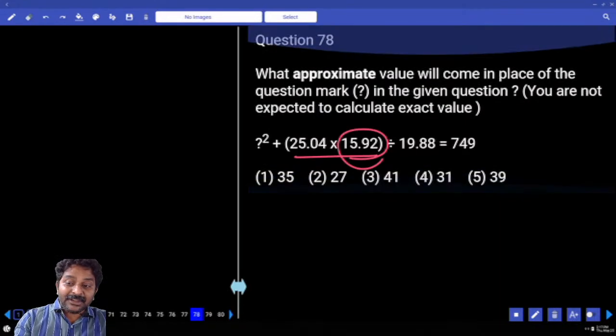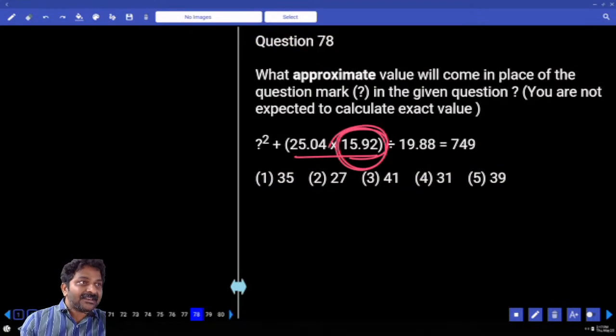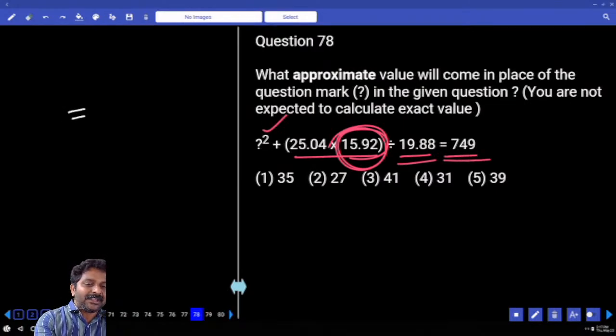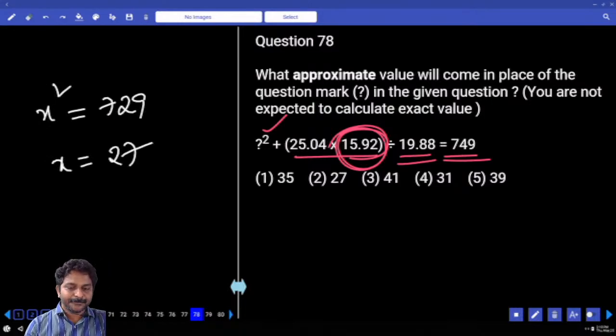How many 25s are there? 16. 16 in the sense 4 times, right? 4 25s will give you 100. Again 4 times we have. That means 400 divided by 20. How much is that? 20. 400 by 20. X square plus 20 is equal to this fellow. 20 goes to the other side. That becomes 729. X square is 729. X is equal to 27.